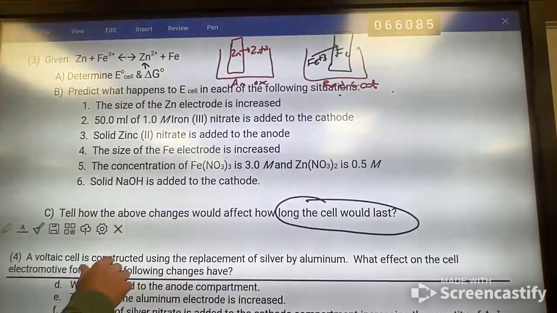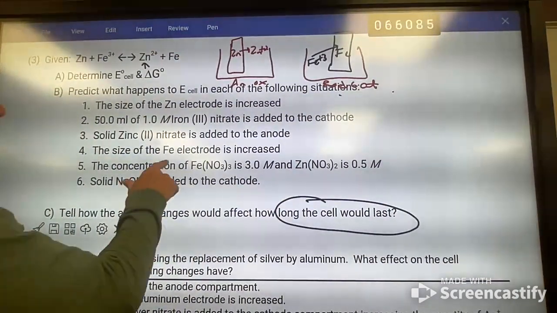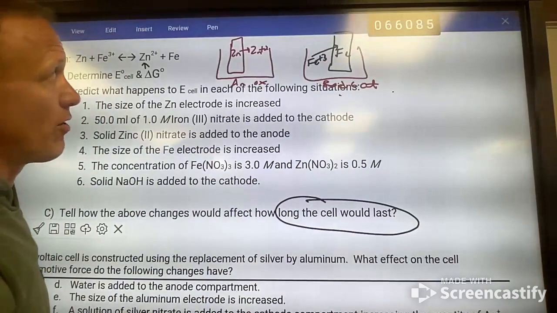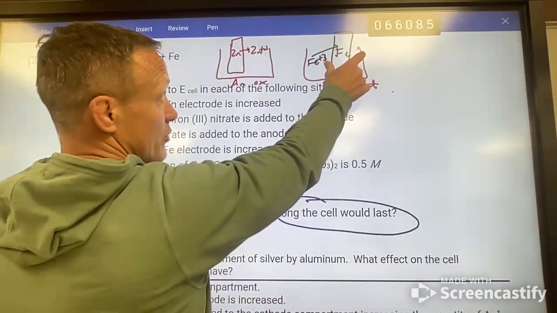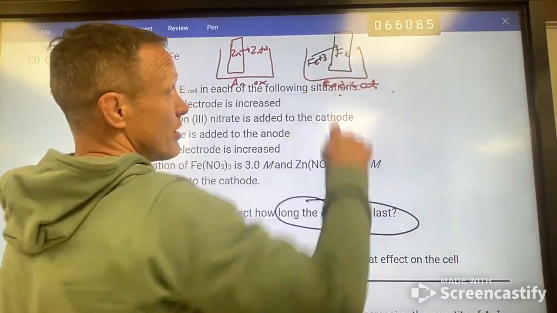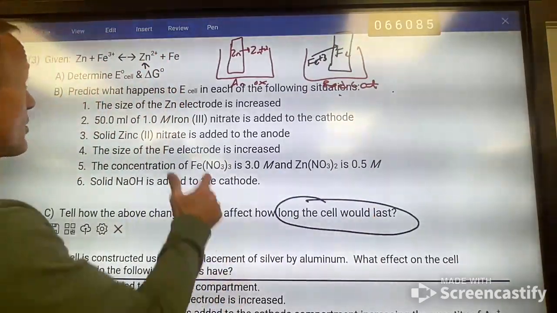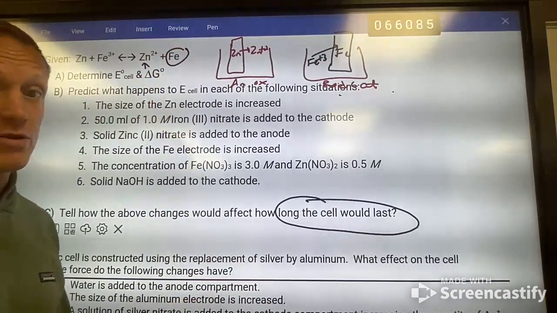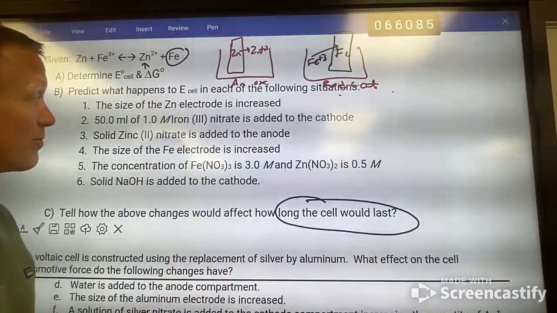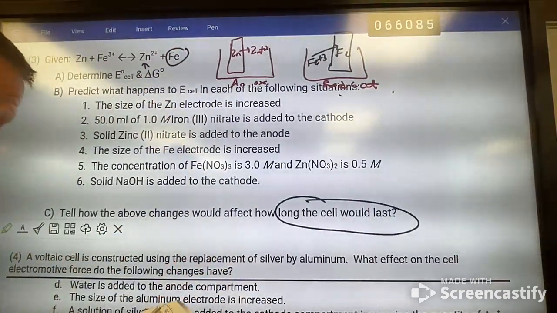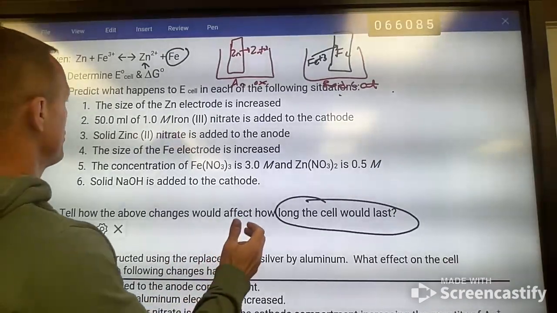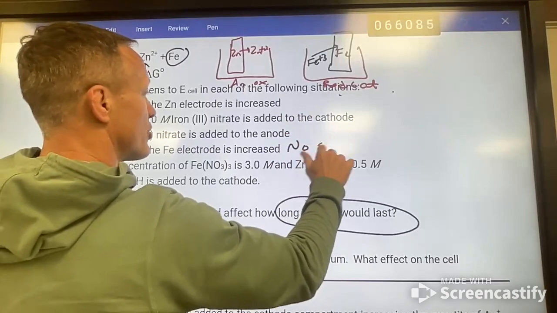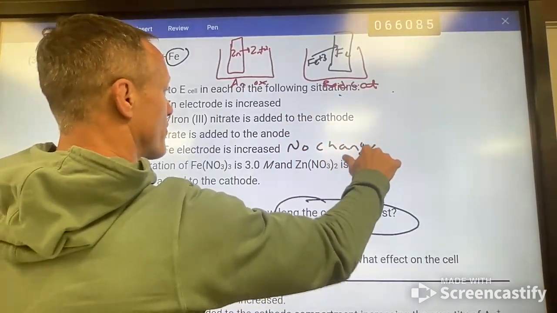All right. Fourth one, the size of the iron electrode is increased. So we're making this iron electrode bigger. Now, if we think about this iron electrode, all it's doing is getting bigger anyways. As this reaction goes, these iron ions are turning into solid iron. It's getting bigger as it goes. Iron's not part of the equilibrium. If we increase a solid, it doesn't affect the equilibrium, doesn't make it shift either way. So there'd be no cell potential change there and no change in the length of the battery.